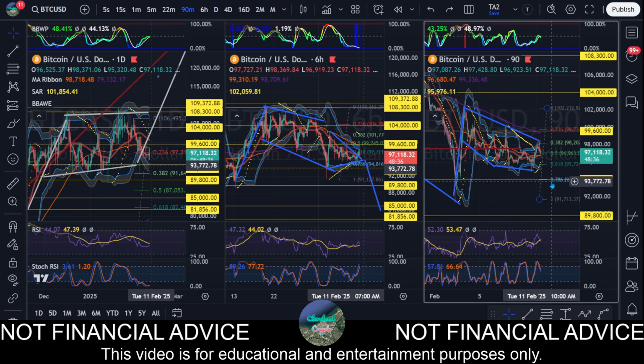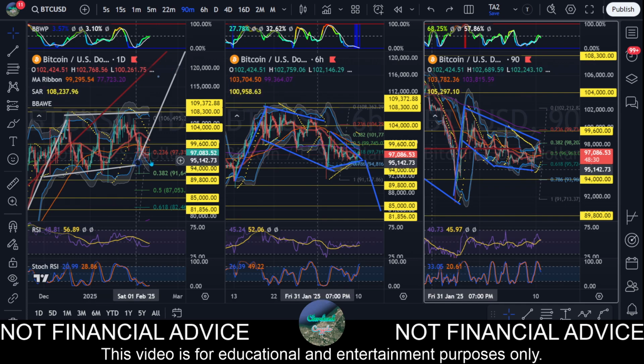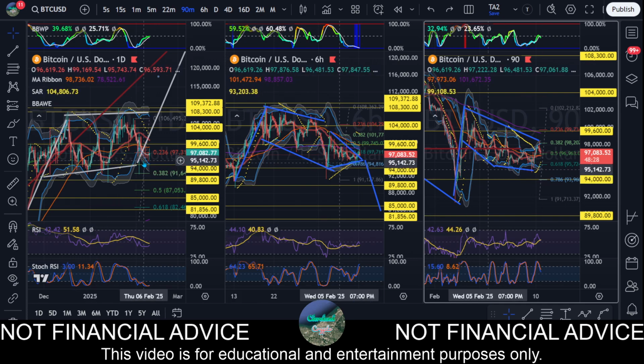Regardless, like we were talking about yesterday, we need to just have price action stay over that 94 to put in that higher low, maintain that higher low on the higher time frames.